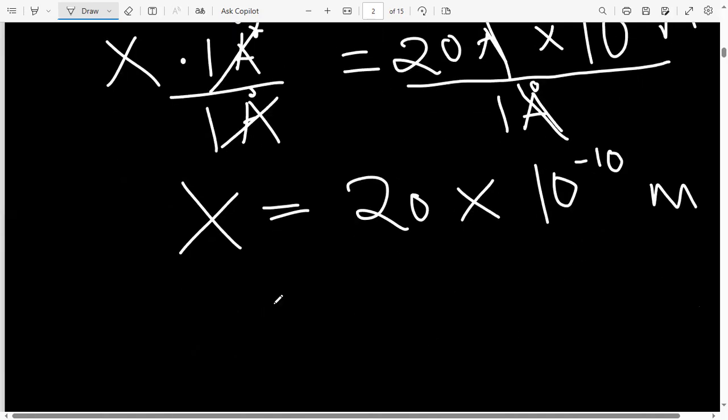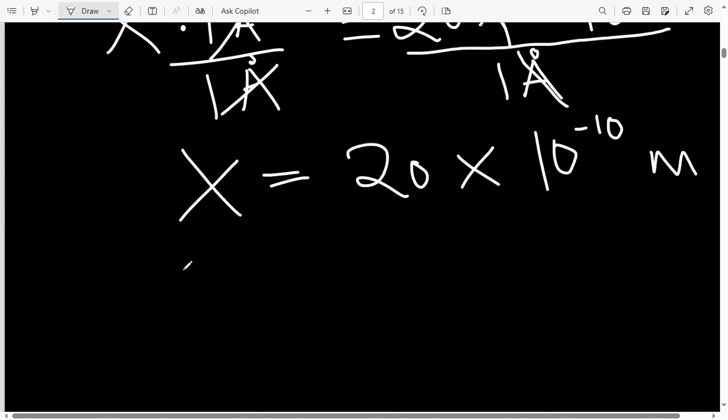Okay, so what do we do here? We have to express this number in scientific notation. The way it is here is not in scientific notation. Anyone who knows the reason why this number is not in scientific notation?